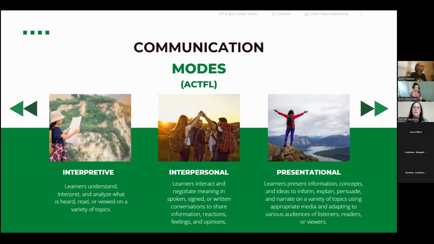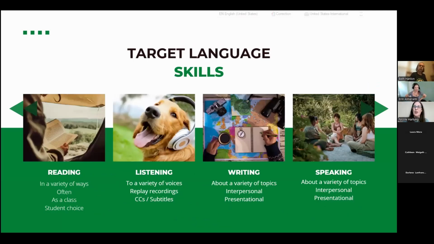So interpretive, interpersonal, presentational, that's wonderful and fine. I, however, prefer to have my gradebook look a little bit more like this. So it has the target language, communicative skills: reading, listening, writing, speaking. Those are my grade categories for the most part. I also have an intercultural competency, and I have a small category for multiple skills technically, but the majority of my gradebook is these four skills.